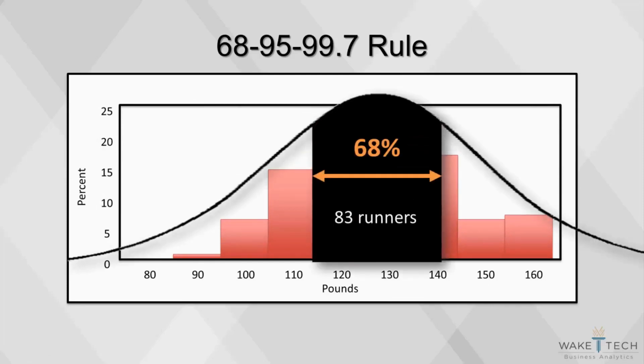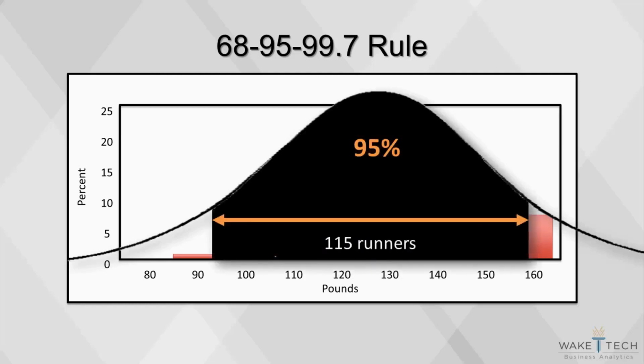68% of our 120 runners is about 83 runners. According to the 68-95-99.7 rule, those runners should fall within one standard deviation of the mean weight of 127.8 pounds. That is, 83 of our runners should fall between 112.3 and 143.3 pounds. When we check our data, we see that 79 runners fall within one standard deviation of the mean.